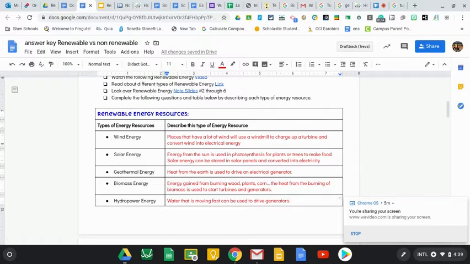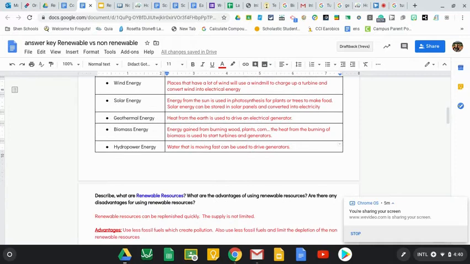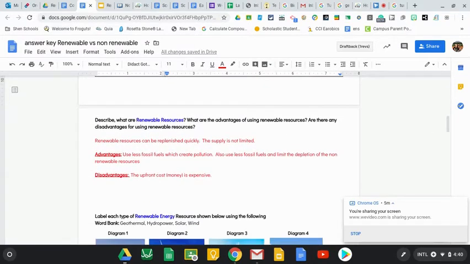And hydropower is water. So I'm thinking out in Utah, they have the Hoover Dam, and they use that power. They use that water in the Hoover Dam as it's moving through the dam to produce a ton of electricity out west.